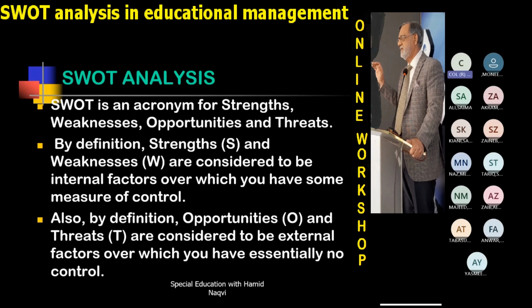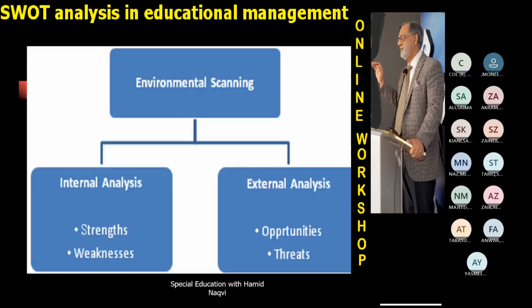Now, by definition, strengths and weaknesses are considered to be internal factors. The first two words, strength and weakness, are considered internal factors, and the opportunities and threats, the last two letters, are considered external factors. Now let's see what that means.